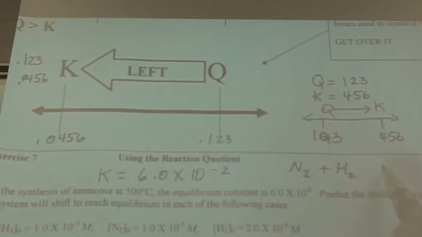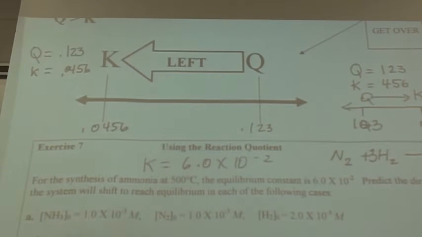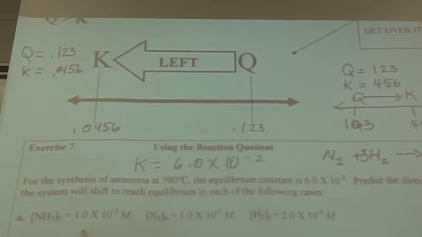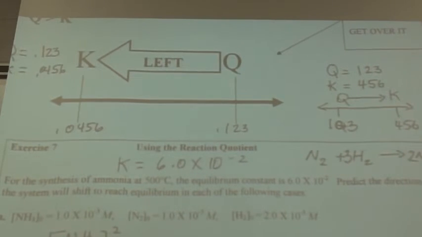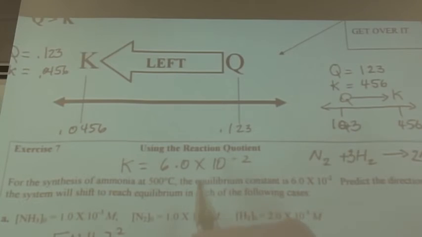N2 plus H2 yields NH3. And it's our job to see if we're at a double-headed arrow or not. Balance this bad boy. Okay. And now we can write the value for Q. Q is equal to NH3 raised to the second power times N2 and H2 cubed. Putting some numbers in there, NH3 is 1.0 times 10 to the negative third over N2.